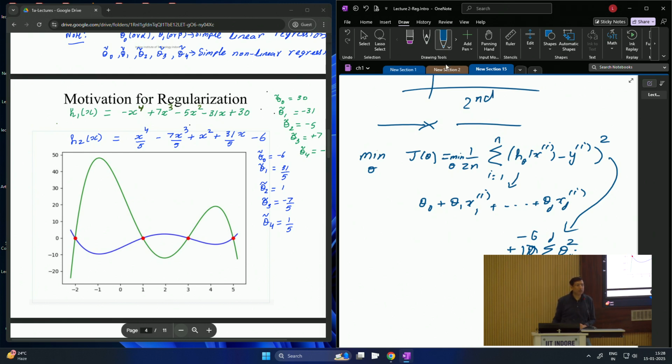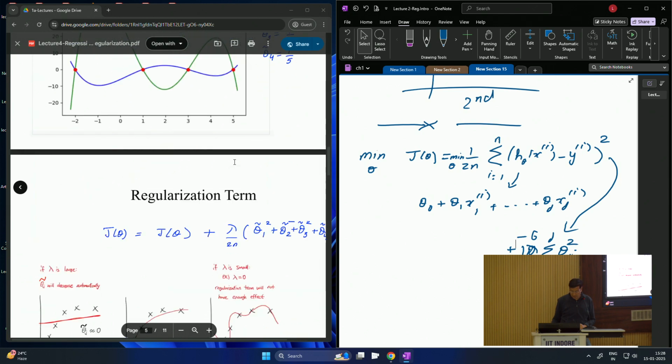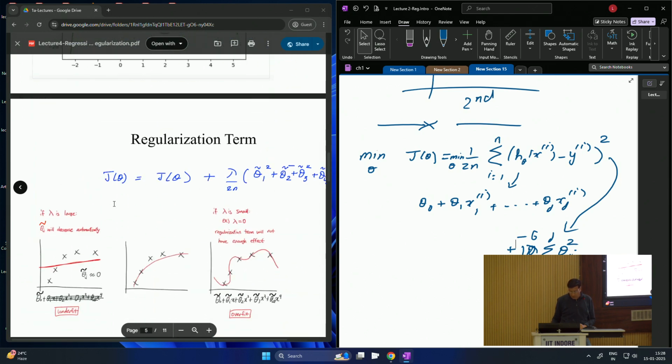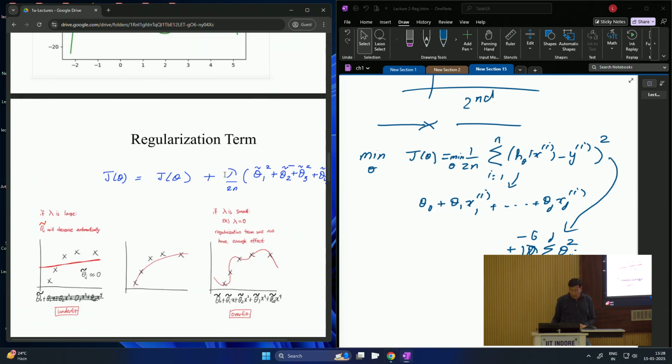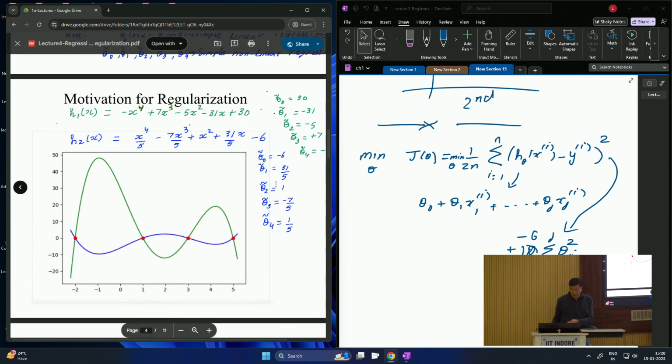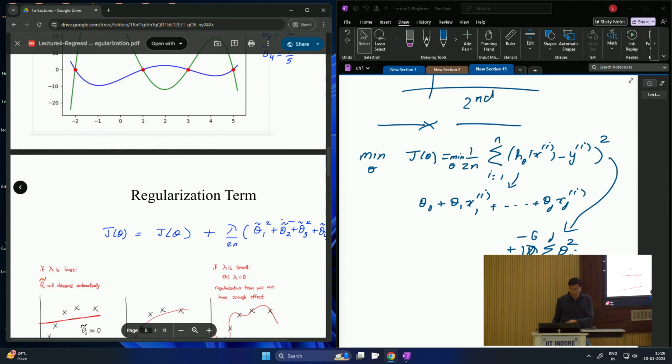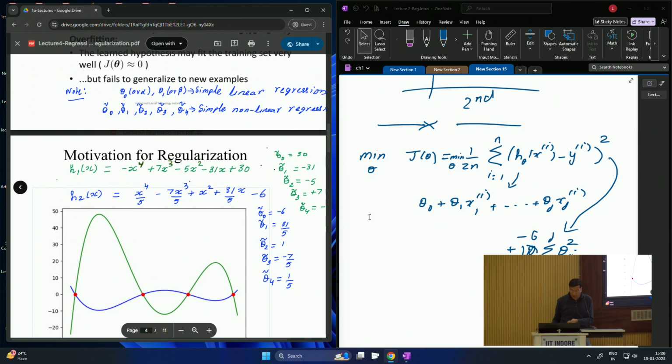Is it making sense? This is what is written on the next slide. So you do J theta plus the regularization term. In this example, we had theta naught, theta 1, theta 2, theta 3, theta 4. We added regularization only on theta 1 to theta 4 because theta naught is without the x, no?